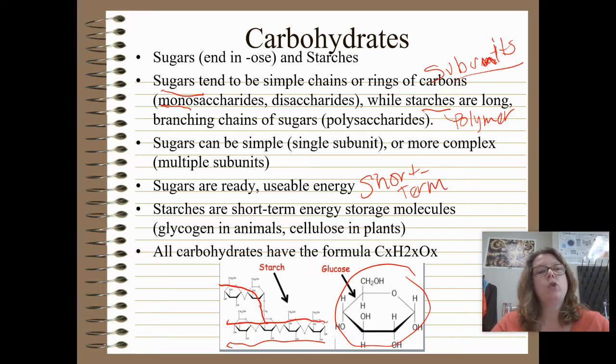Okay, so short-term use means you eat them, you use the energy right away. Okay, we are capable of storing small amounts of carbohydrates in our muscles in the form of glycogen, and glycogen is a starch that you need to know on the EOC. So we do put some starches in our muscles, and that makes sense if you think about it, right?